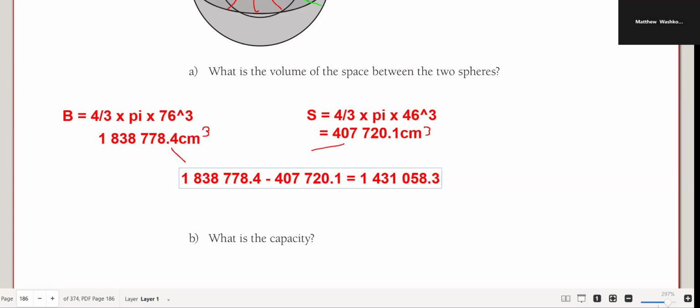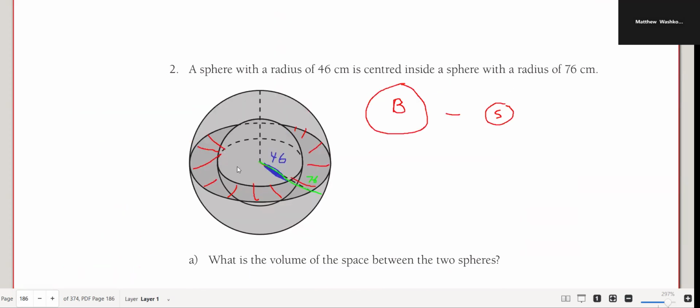1,431,058.3 cubic centimeters is the volume of the space in between this. Like, when is this ever going to be useful? This is used all the time in stuff like nuclear power plants, for example, or for hazardous materials, right? It's a buffer zone.